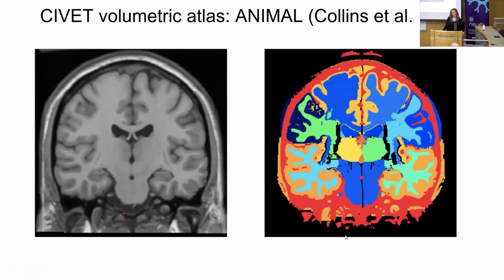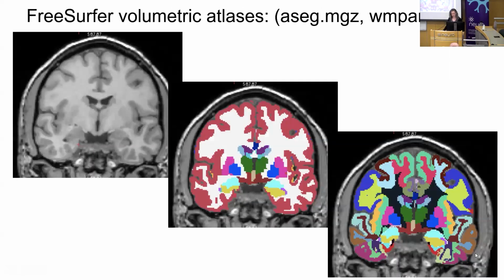So here's an example of CIVET's volumetric atlas ANIMAL, which is from Louis Collins' group here a while ago. I'll go back to my screen. Okay. Here's the same idea for FreeSurfer. So it produces an intermediate step as the aseg.mgz, and then later on it produces a more detailed wmparc.mgz. So I know I'm just showing 2D slices, but these are actually 3D images, of course.